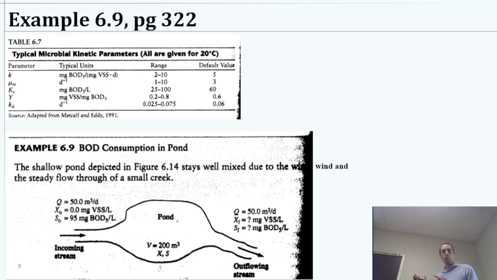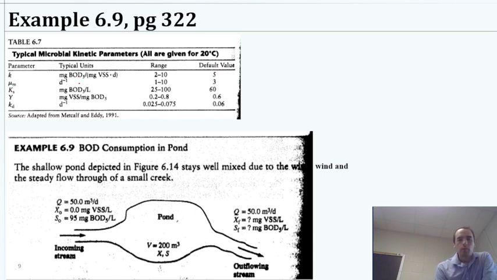Okay, so what we're given essentially is, in the book, we have this table, 6.7, before we even get started with the problem. And it says we have typical microkinetic parameters for the K, which this was the, and here's the units. I'm sorry, I confused them earlier. I'll double check. That's milligrams BOD per milligrams VSS per day. Typical range for that would be somewhere between 2 and 10. We'll use a default value of 5 here for the problem.